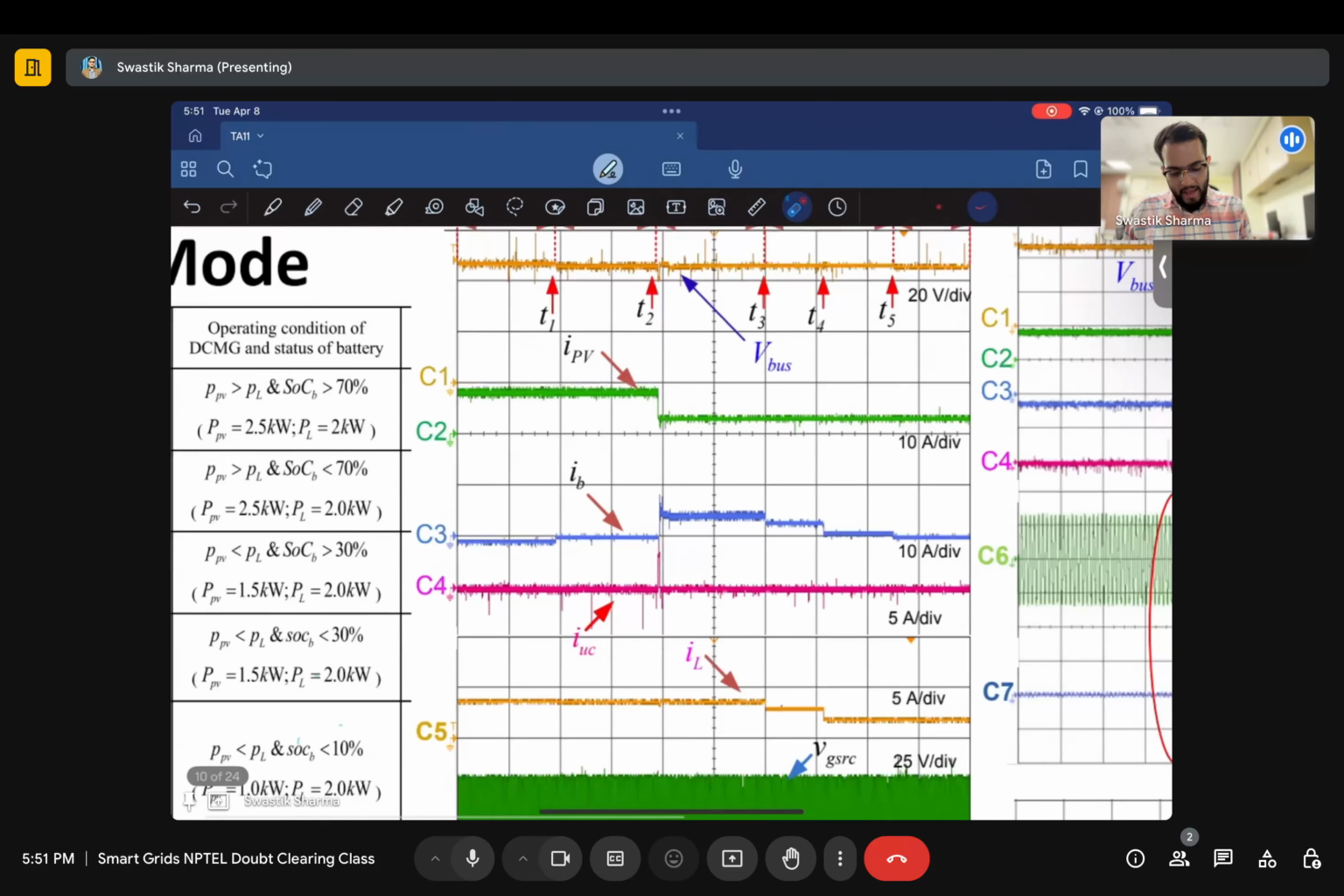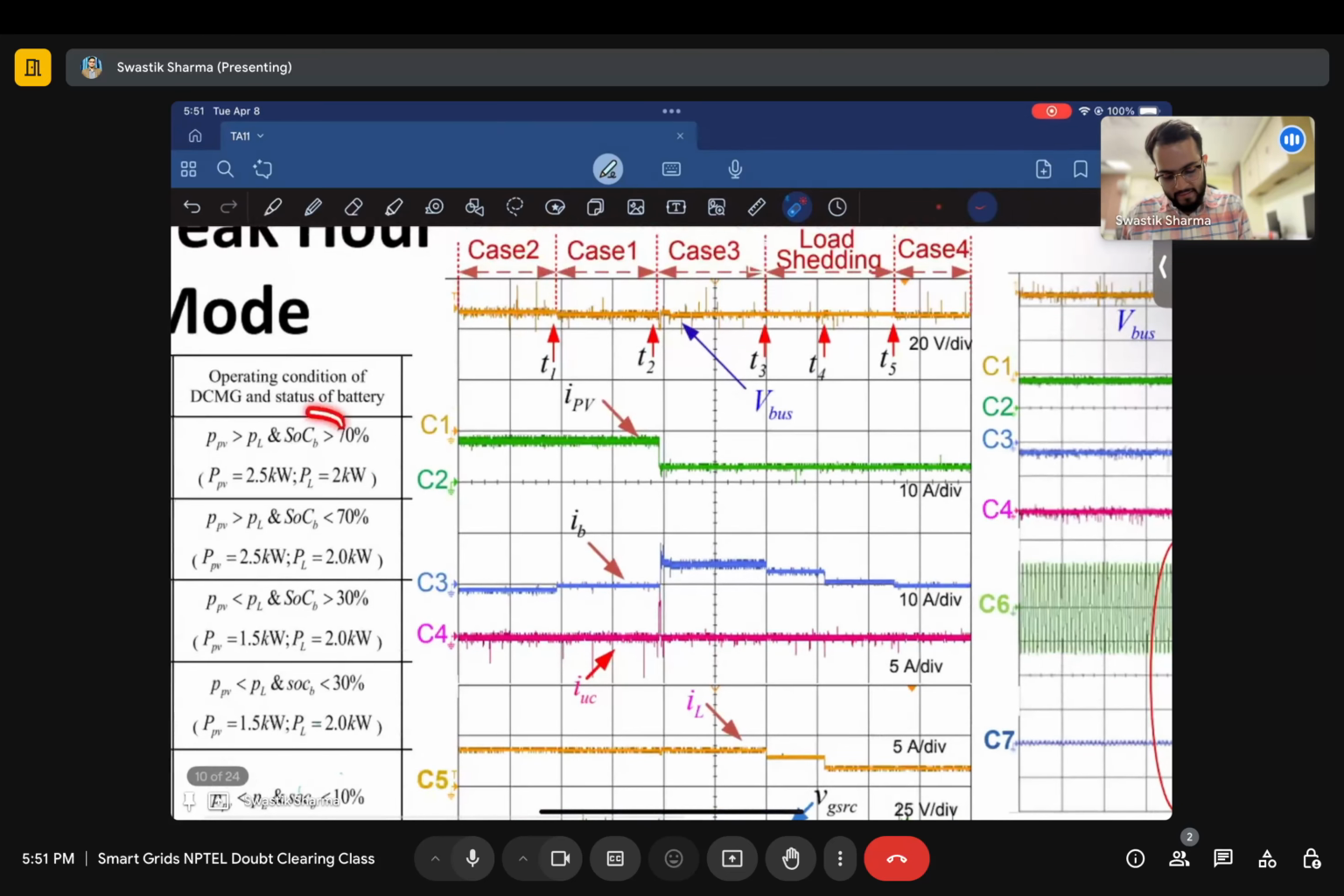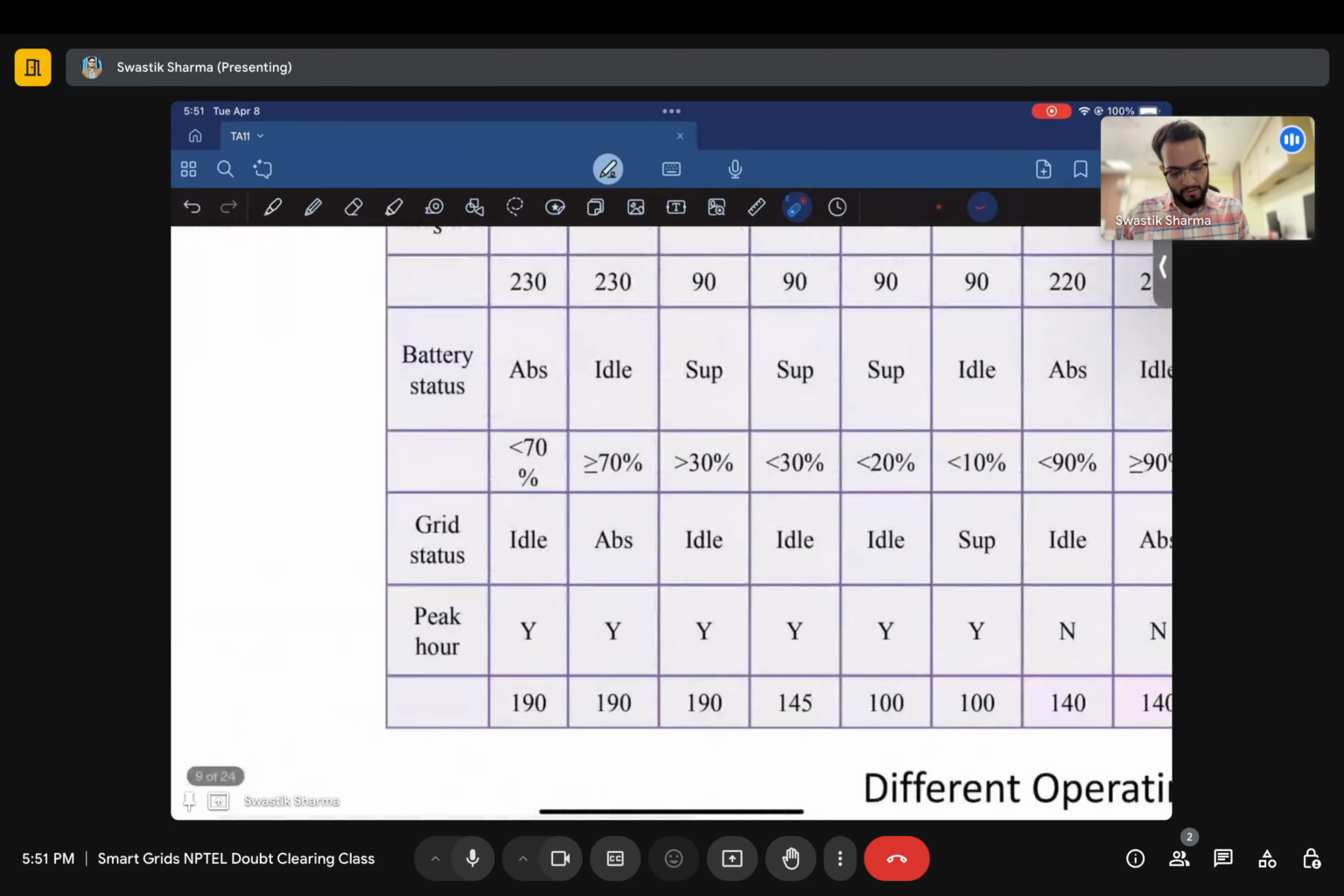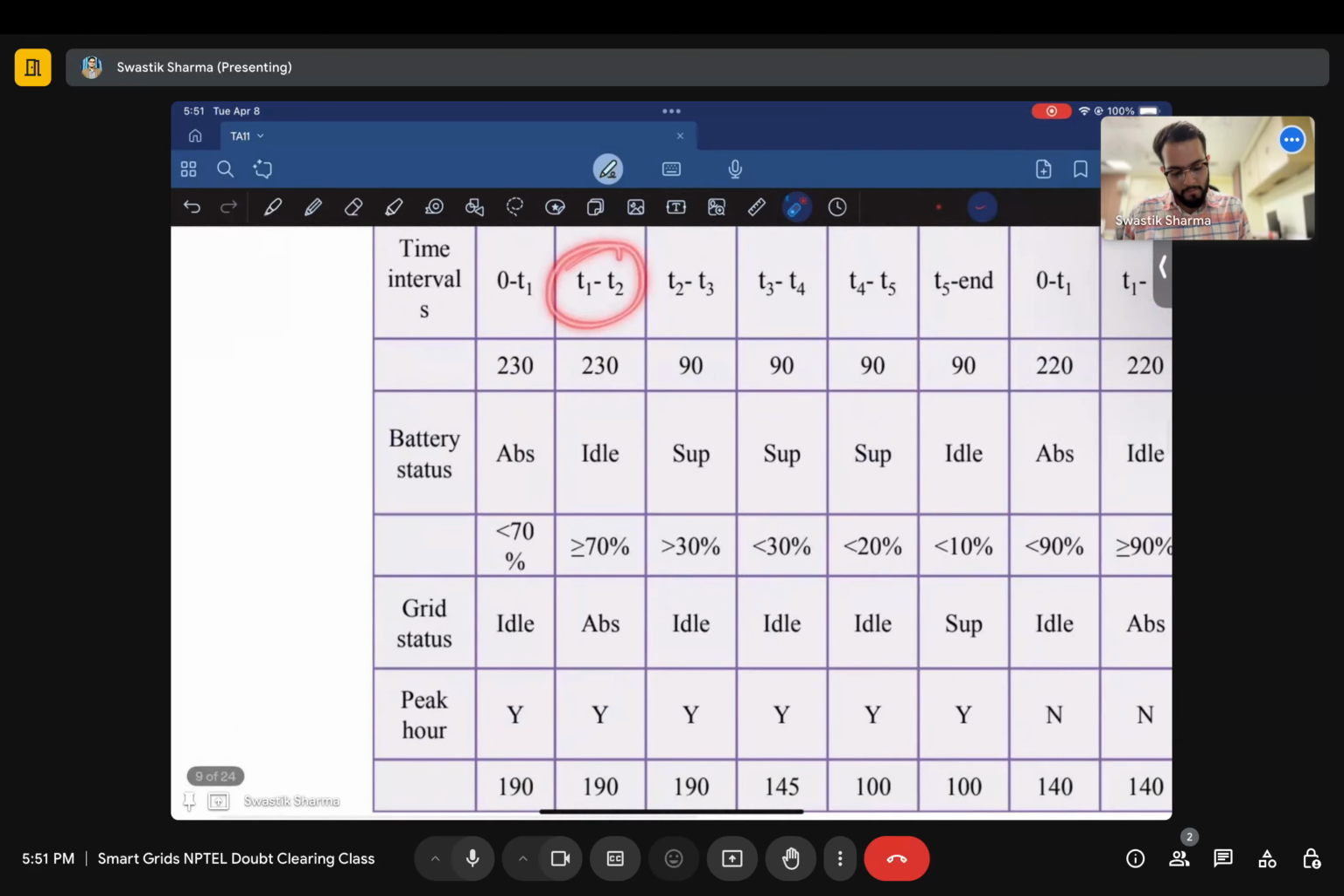The next case that happens is case 1. Now the battery is at greater than 70% and you have excess generation. The load is less, 2.5 kilowatt. This is case 1 from T1 to T2. Your battery now moves to idle. Your battery won't charge because it is at greater than 70% level.